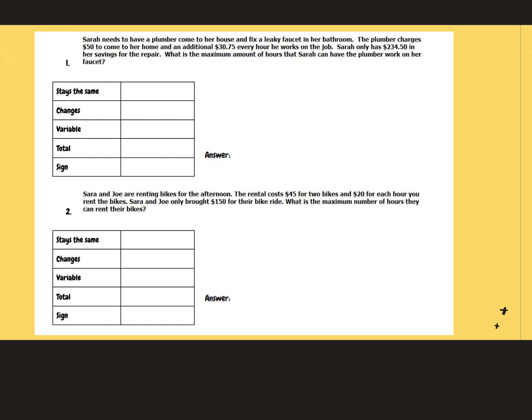So let's look at some key things here. We know that the plumber charges a flat rate of $50 just to come to the house and an additional $30.75 for every hour. Sarah only has $234.50 in her savings for repairs. Keyword here, maximum. So what's the maximum amount of hours that Sarah can have the plumber work on her faucet? Let's look at what stays the same. He charges $50, so that $50 is going to stay the same.